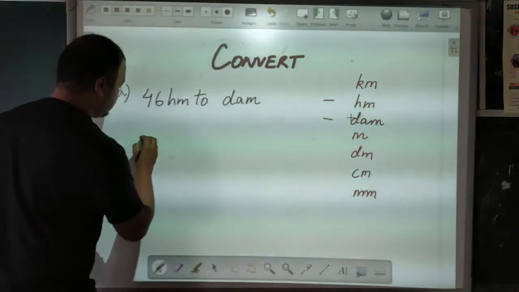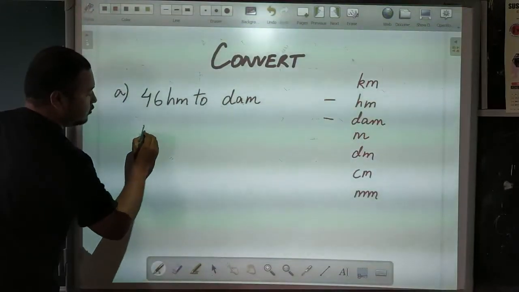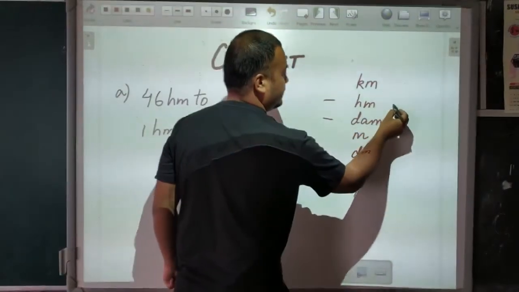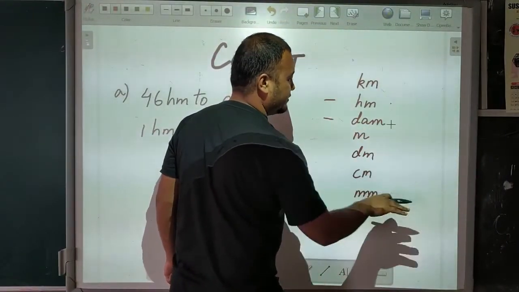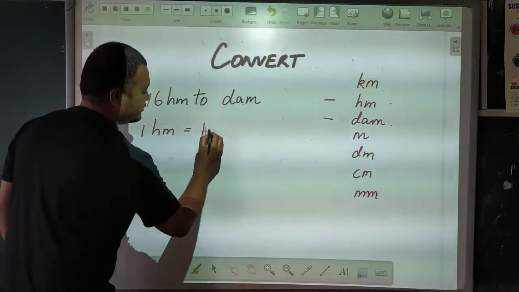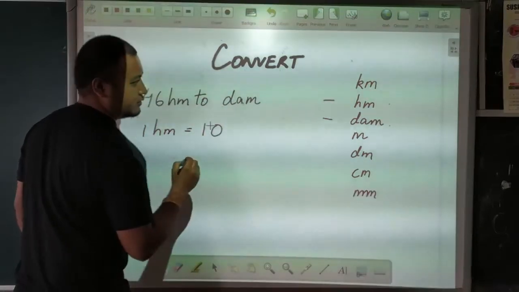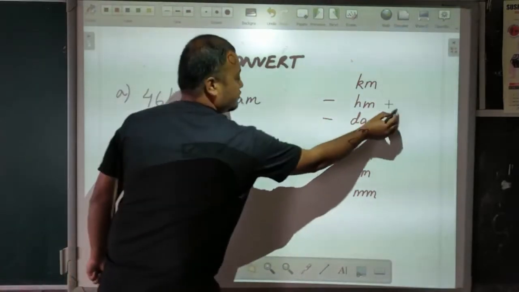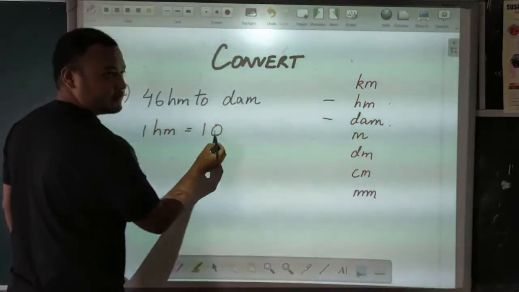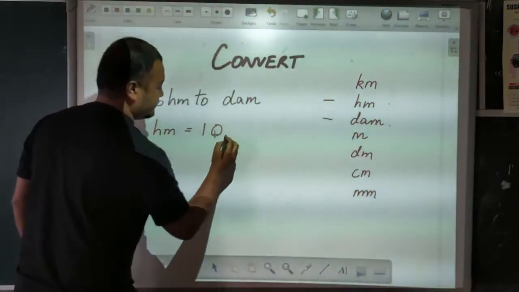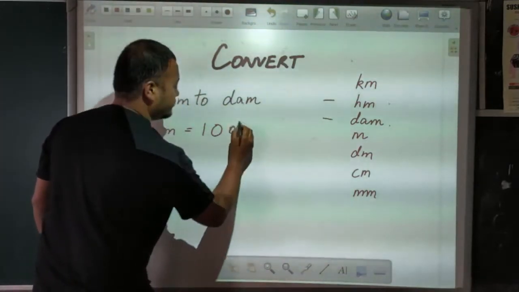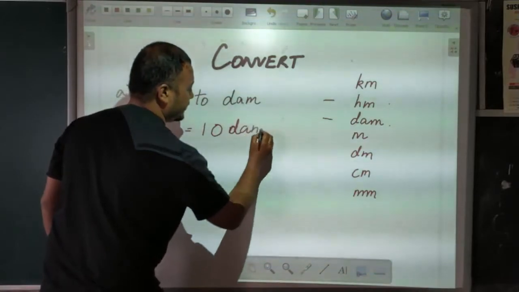So we write 1 hectometer is equal to, from here to here it's just one step down, so it is equal to just 1 and then 1 0. The number of steps that you take, add the zeros. You took one step below, so add 1 0 here, so 10. 1 hectometer is equal to 10 decameter.